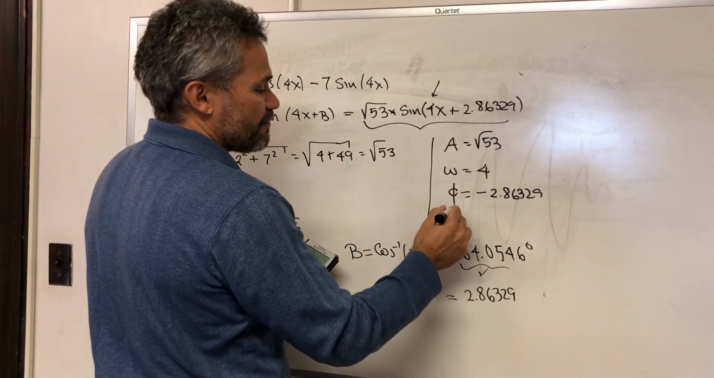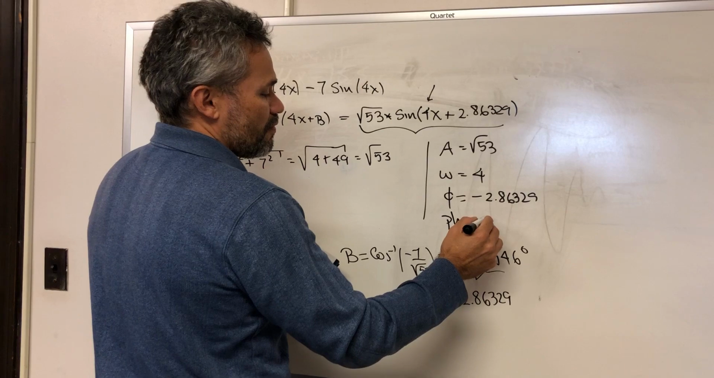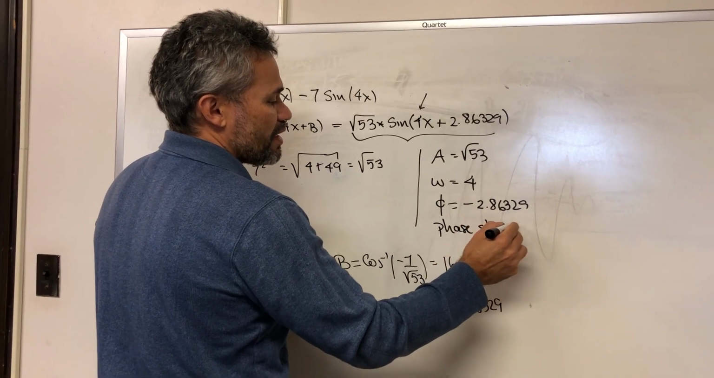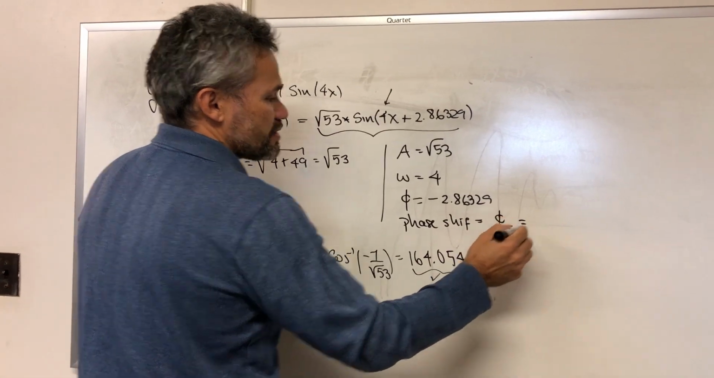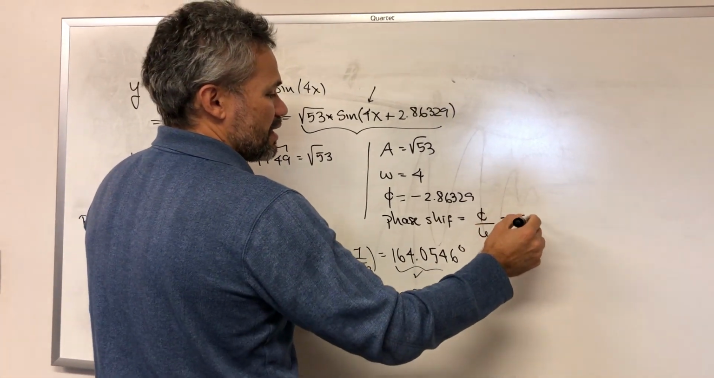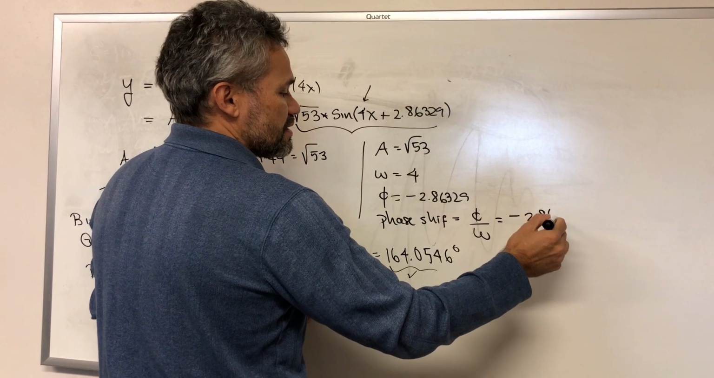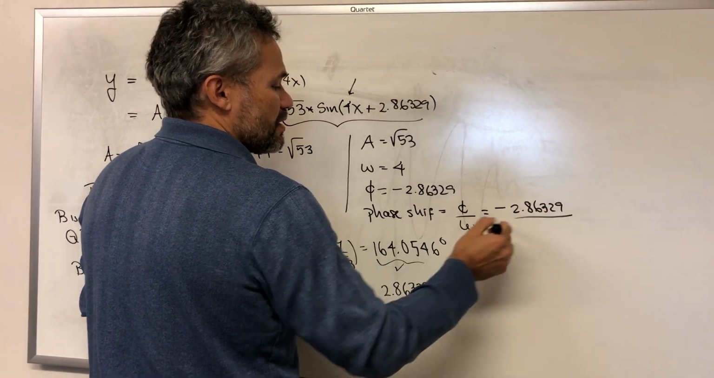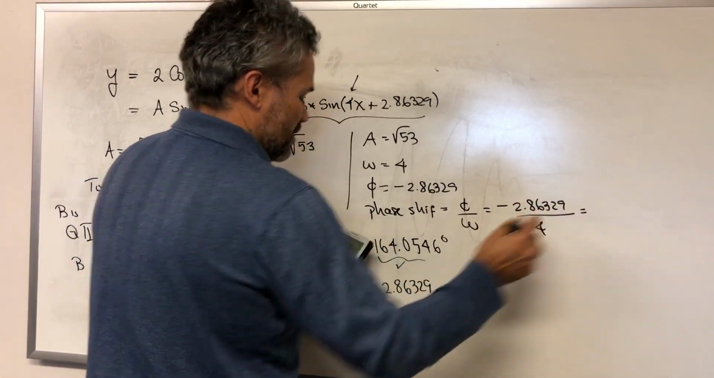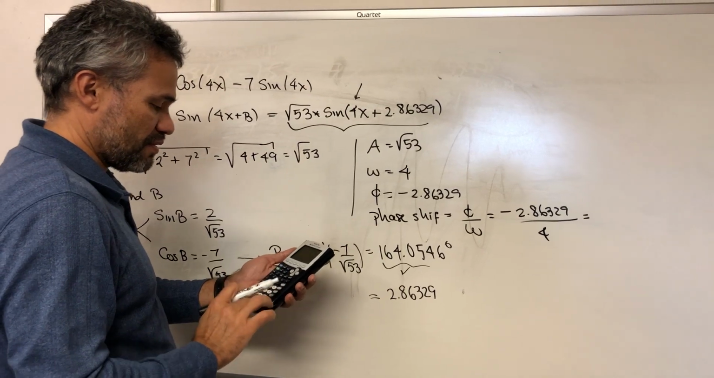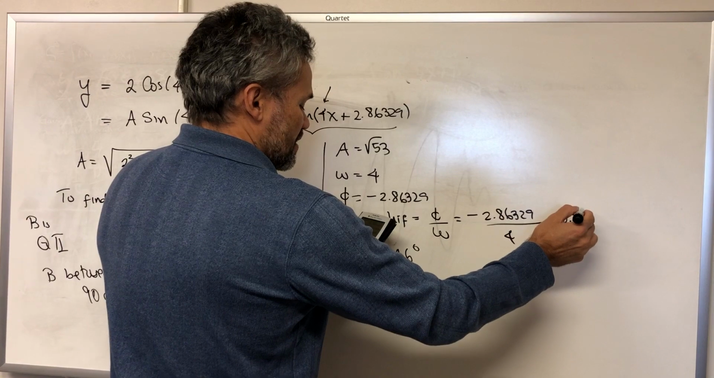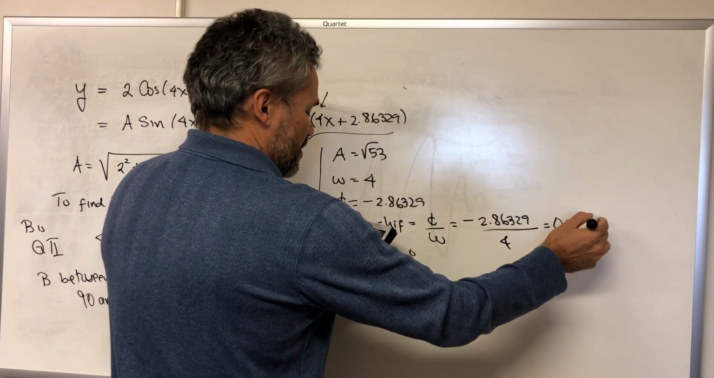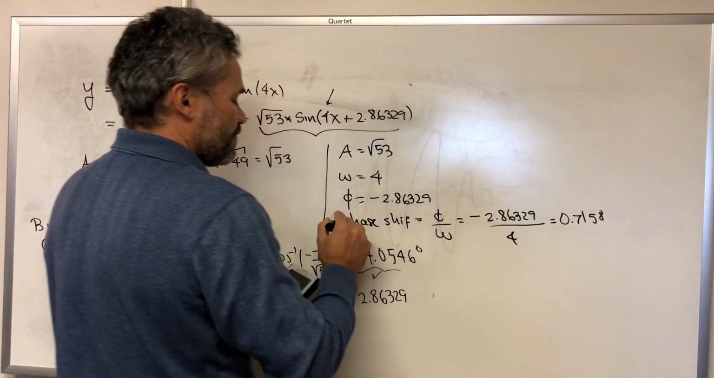And the phase shift, the formula is phi divided by omega. In this case, it is negative 2.86329 divided by 4. And when I divide this by 4, I get 0.7158. This is the phase shift.